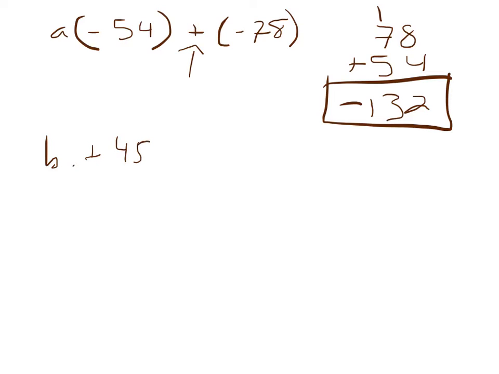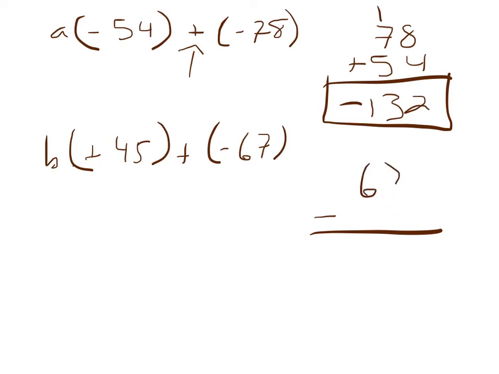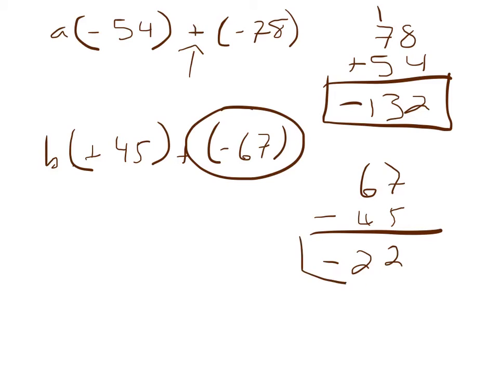For B, I've got a positive 45 plus a negative 67. So in this case, what am I going to do? I've got a 45 and a negative 67. I could do it two ways. I have to subtract. But the question is, should I subtract 45 from 67, or 67 from 45? Either way, it really wouldn't matter. But because I like the larger number on top, I'm going to subtract them. 7 minus 5 is 2. 6 minus 4 is 2. I just need to remember, because this number is larger, my answer also has to be negative. So I'll put that negative symbol down in there.